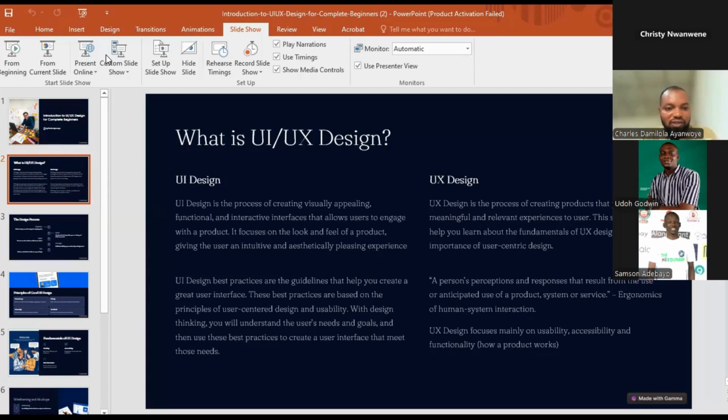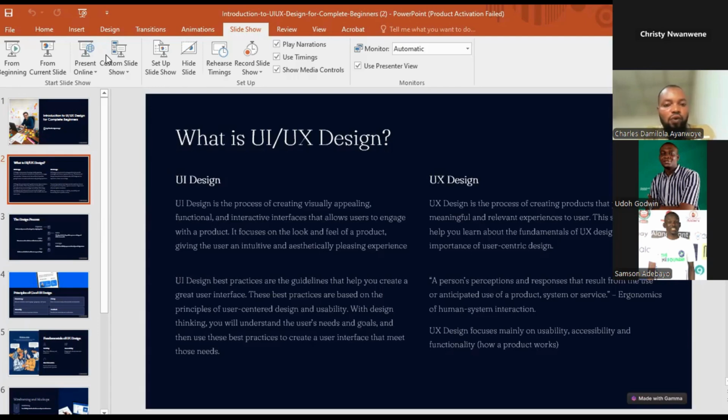Maybe because the thing looks beautiful, though they say beauty lies in the eyes of the beholder. Something may look beautiful to you and not look beautiful to another person. But when we say something is aesthetically good, that thing is pleasing to the human eye. So that is exactly what UI does. The part of a product that you interact with as a user, that is the UI of the product.